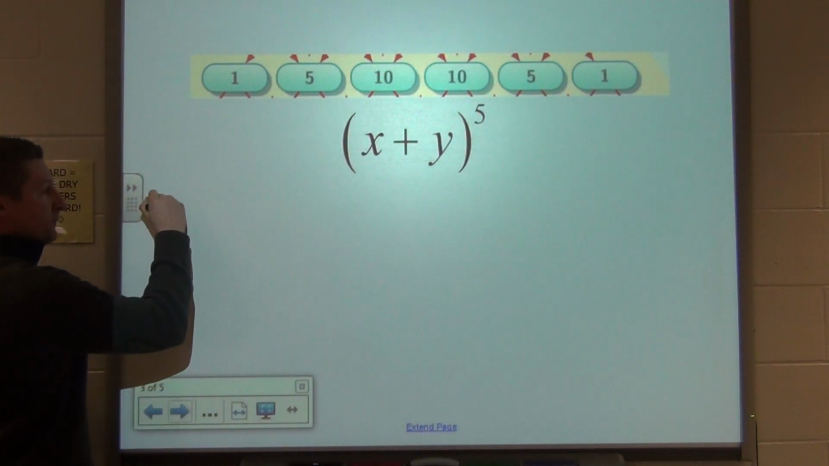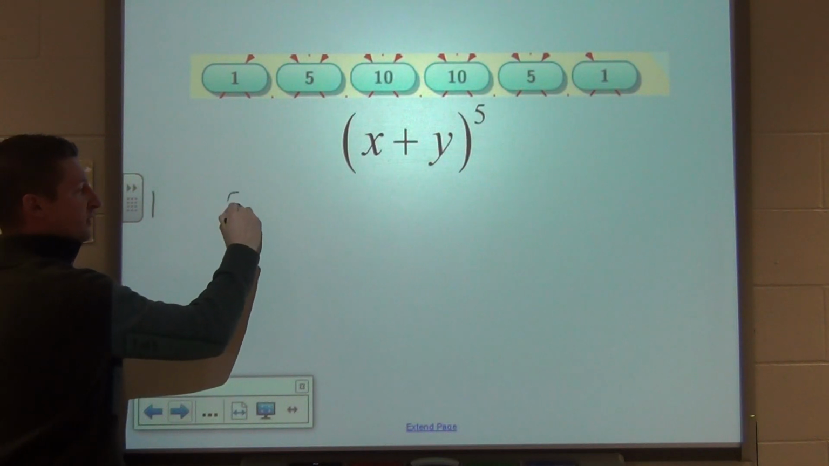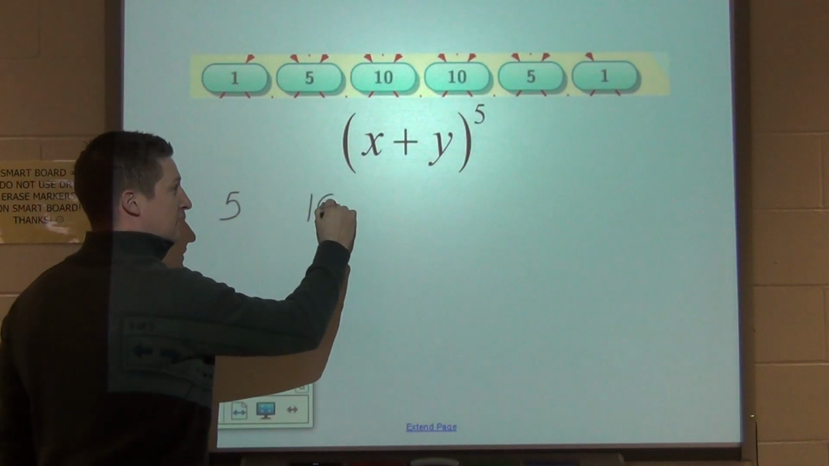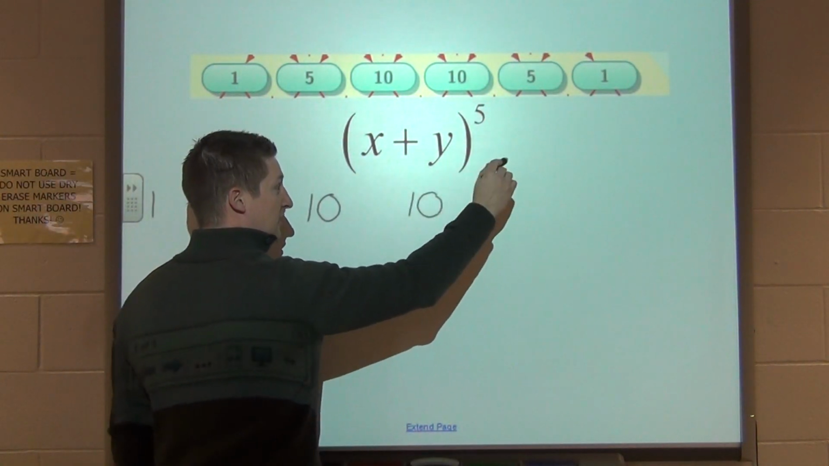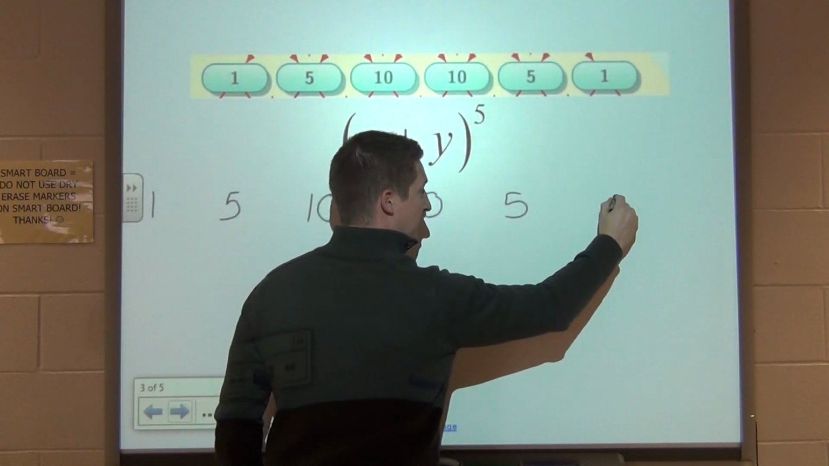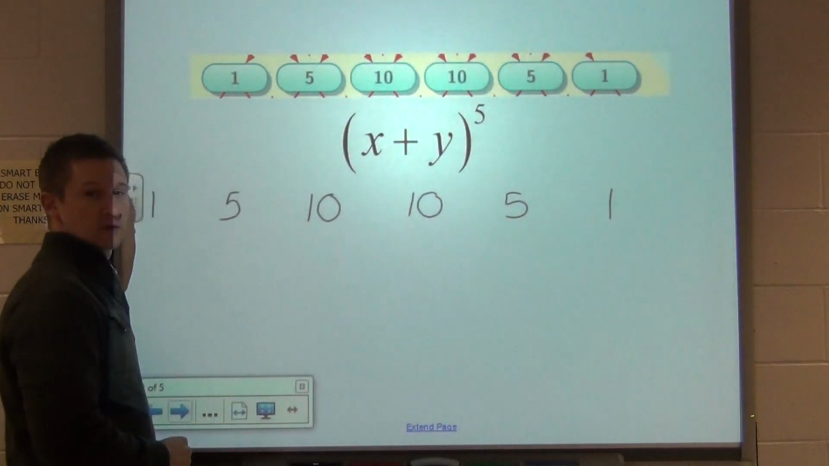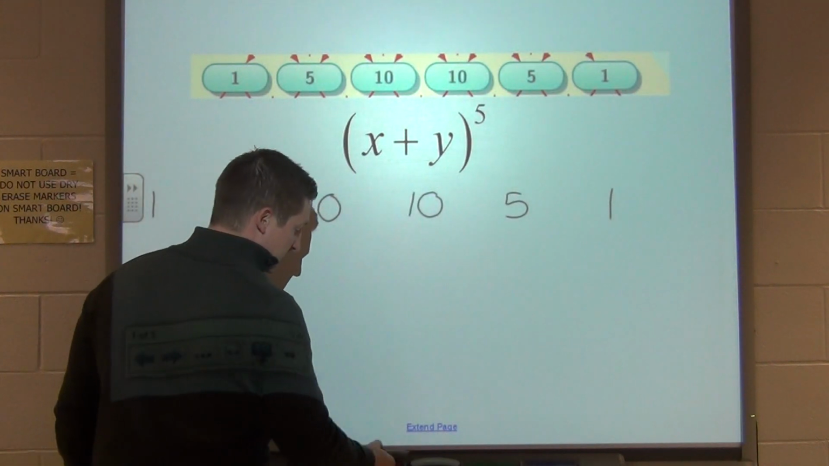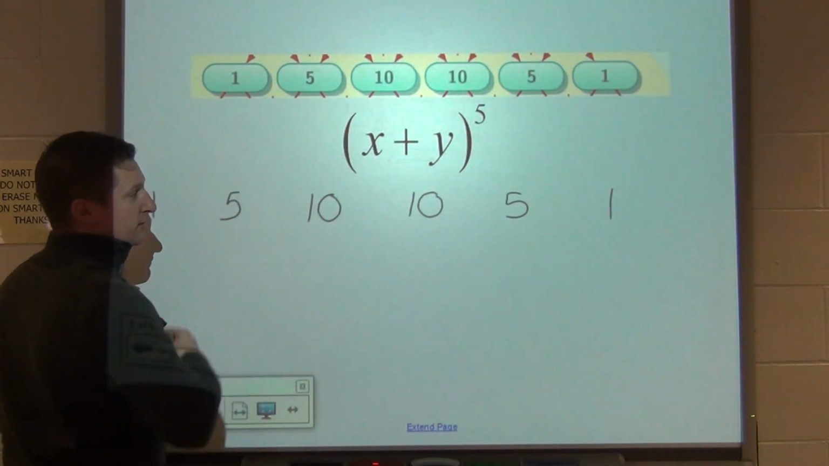I start with a 1. The next term will have a 5 for a coefficient. And the next will be a 10. And the next after that another 10. And then a 5. And then finally a 1. Each term, then, is also going to include powers of x and y.